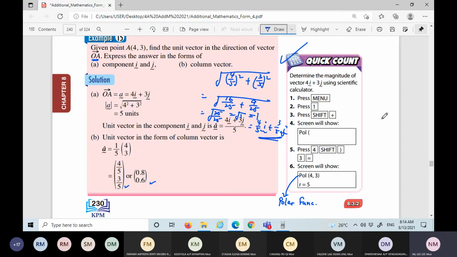Now I do again for just now the 4 over 5 and 3 over 5. I want to see whether I get 1 or not. You all can try. Shift plus, then 4 over 5, comma, 3 over 5, and then close bracket and then equal. I get 1 from the calculator. So you can use this function POL, the polar function, to help you to get the magnitude.